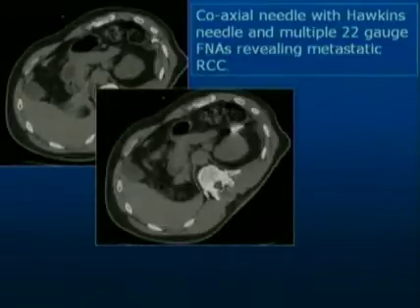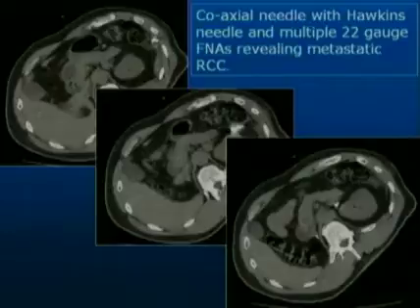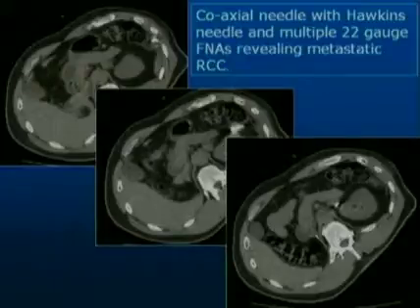I went ahead with my needle here. You can see as my needle is going in, eventually it got in, and this turned out to be, with FNA, metastatic renal cell to the left adrenal.